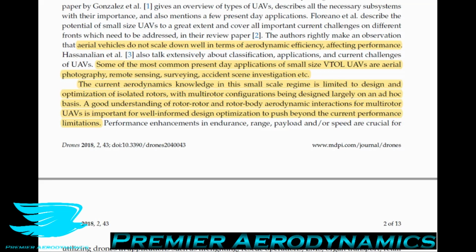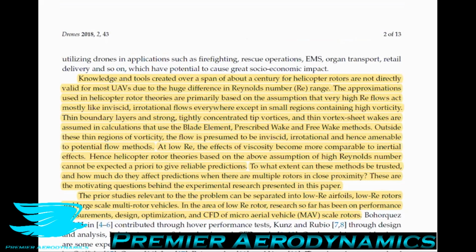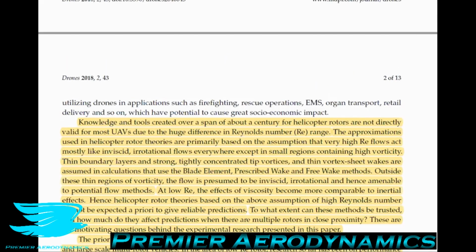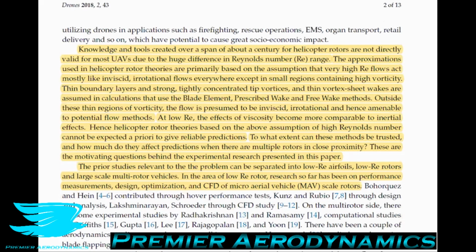So going on with this paper, a good understanding of rotor-rotor and rotor-body aerodynamic interactions for multi-rotor UAVs is important for well-informed design optimization to push beyond the current performance limitations. So, for example, one current limitation for drones is that they can't really travel that far. There are some that can go pretty far and quite fast and have good flight time, but others don't, and most of them don't. So in order to make them more efficient, you need to understand how these rotor-rotor interactions are occurring and the rotor-body interactions are occurring to make them more efficient so that they can fly longer and further.